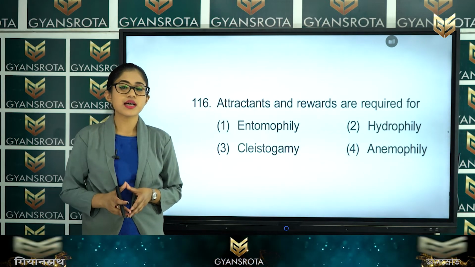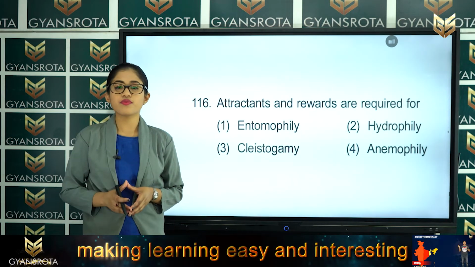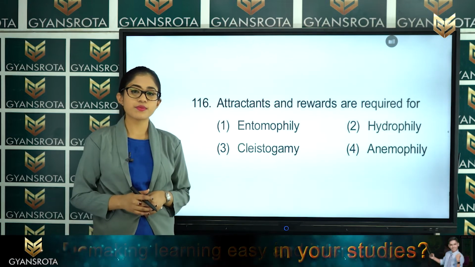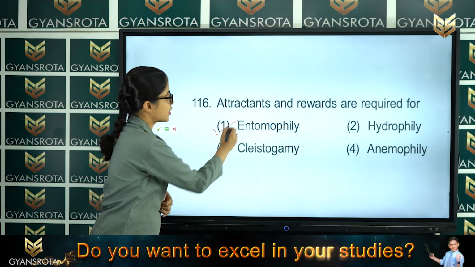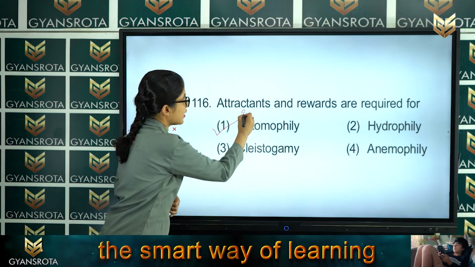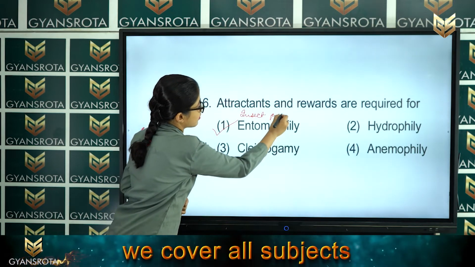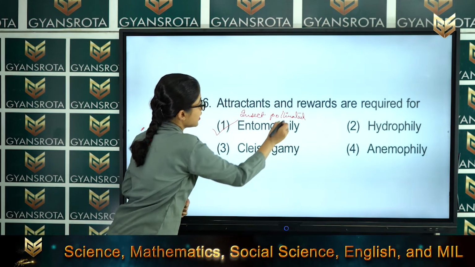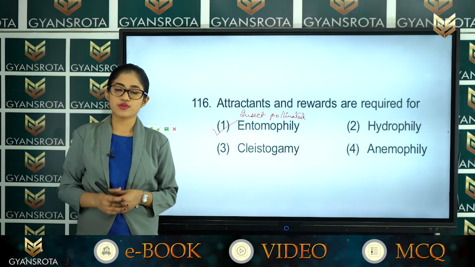There we have discussed different types of agents which are useful for the pollination process. So, what is the correct answer from these options? That is option number 1, entomophily. So, entomophily is insect pollination. Right? So, this is the correct answer. Now, let us see the next question.